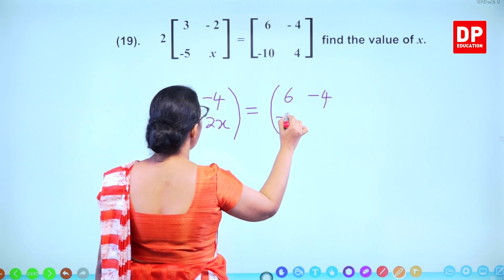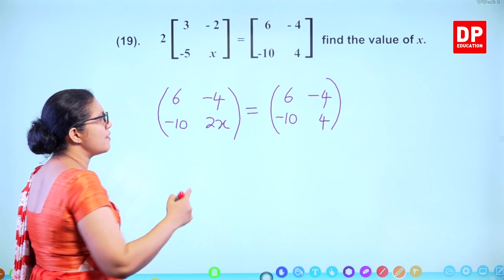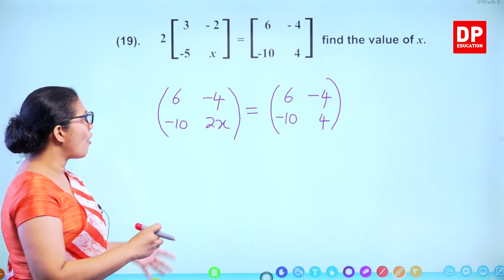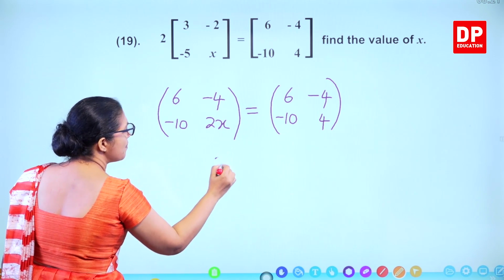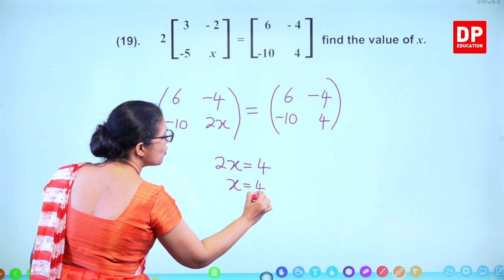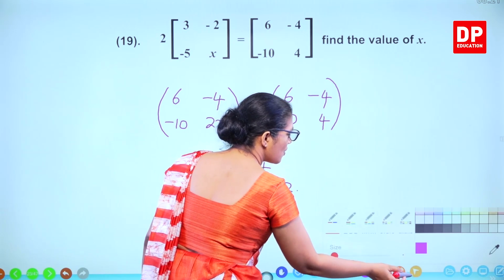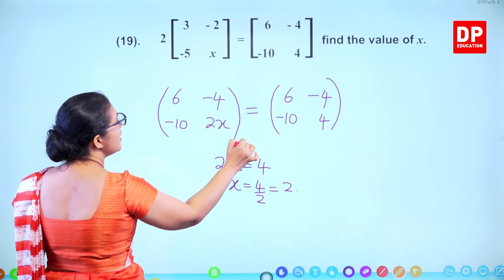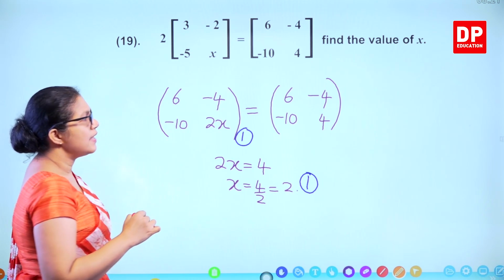Now you can compare the elements. If the two matrices are equal, it means all the corresponding elements are the same. So we can compare these two. That means 2x equals 4. x becomes 4 divided by 2. You get 2. So 1 mark for expanding, multiplying by 2, and 1 mark to find out the x value.